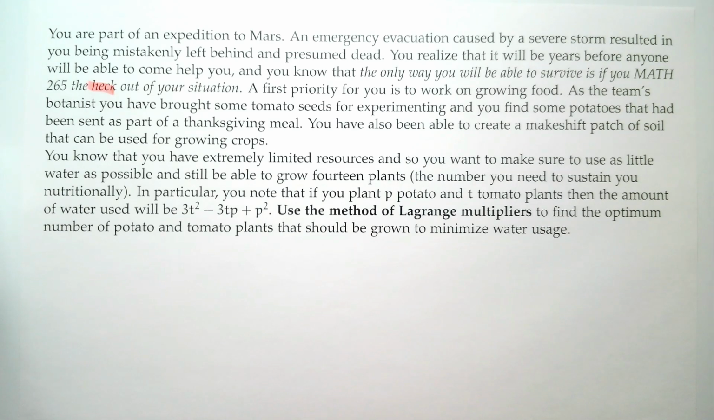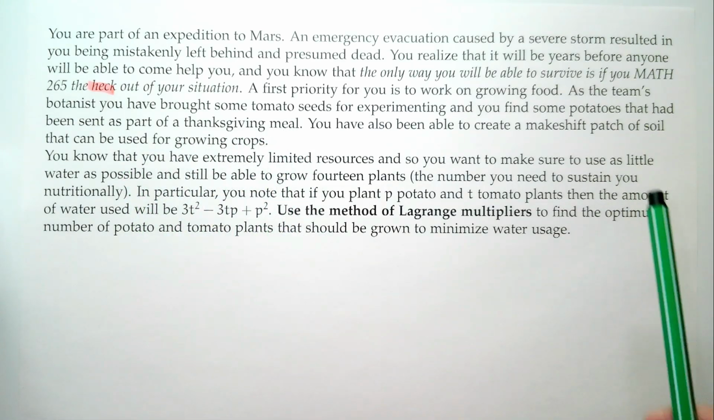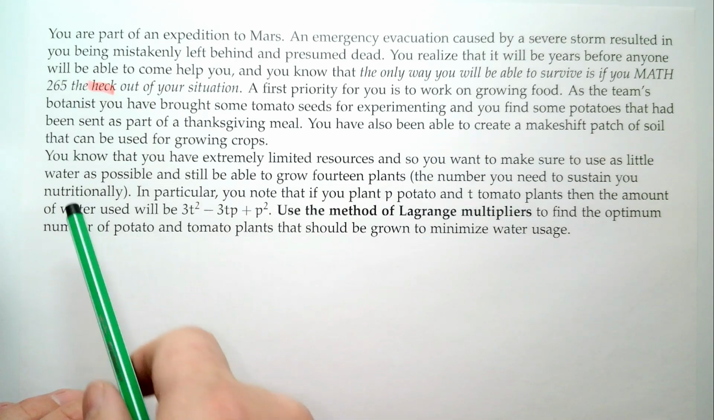Okay. So what's the goal? You need food. And you're the botanist, and so you have some tomato seeds. But you also have some potatoes that you were able to find. They were sent as part of a meal. So you have potatoes and tomatoes. And you're going to make some plants. You happen to have some soil. Okay, so what do we do? Well, the thing is that you don't have a lot. That's what happens when you go to Mars. So you have to use as little water as possible.